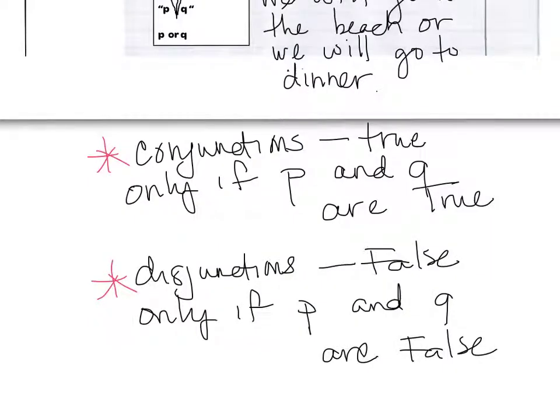These are two important facts that we also need to write down. Conjunctions, those are our ands, those are our hats like this, are true only if P and Q are both true. Both parts have to be true for the whole thing to be true. Disjunctions, that was our or, with our V, are false only if P and Q are both false. Both parts have to be false for it to be false. So let's look at some examples of this.